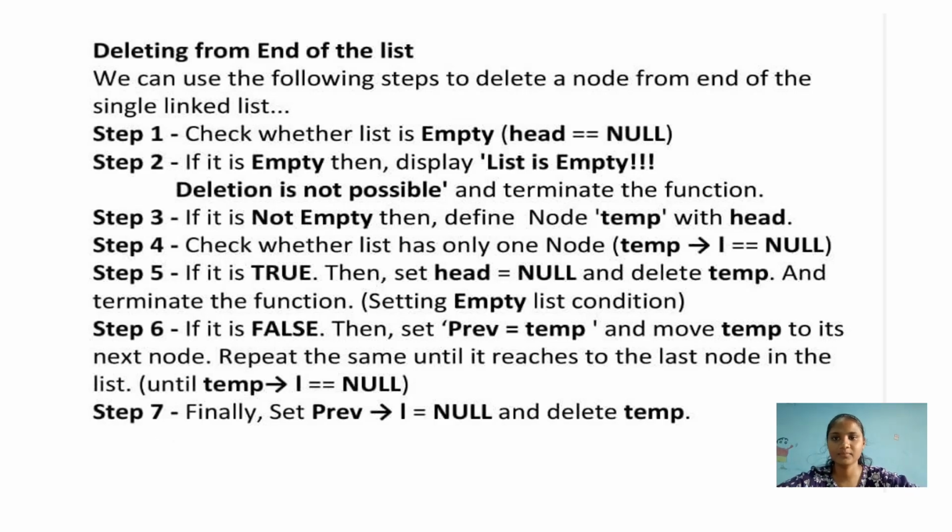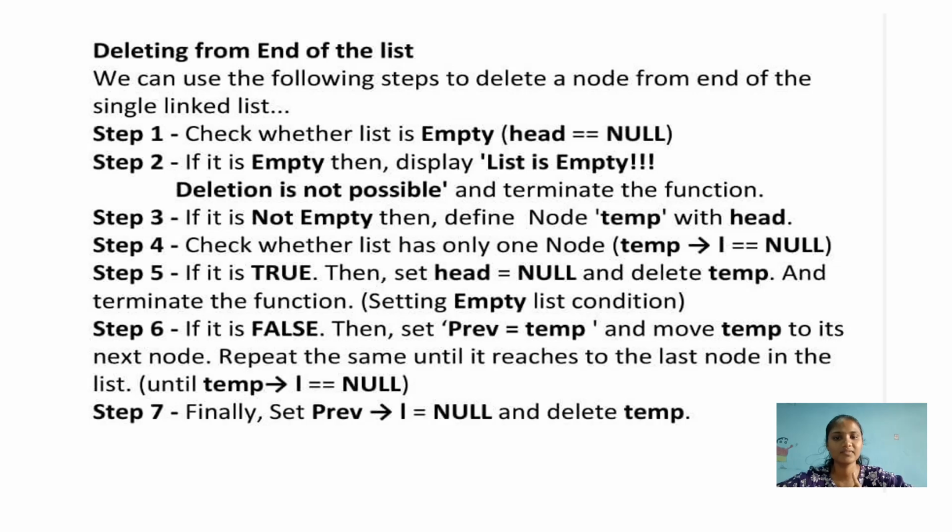Coming to deleting from the end of the list, we can use the following steps to delete a node from the end of the single linked list. First, we need to check whether the list is empty or not. If the list is empty, deletion is not possible and we terminate the function.